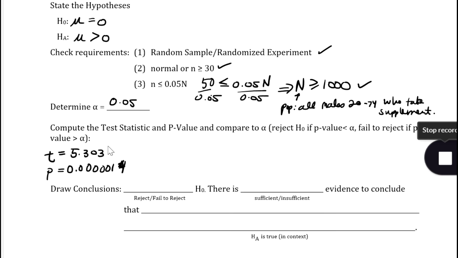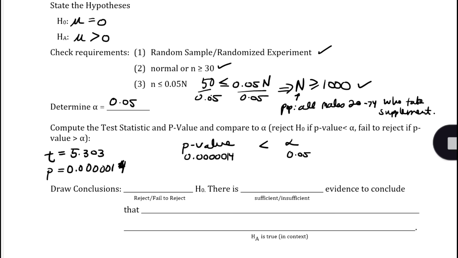Okay, so we have to determine what we're going to do. We compare our p-value to our alpha. Our p-value was 0.00000014. My alpha was 0.05. My alpha is much bigger. So, as it says, we are going to fail to reject if my p-value is greater than alpha, and I'm going to reject if my p-value is less than alpha. So I'm going to reject H naught.